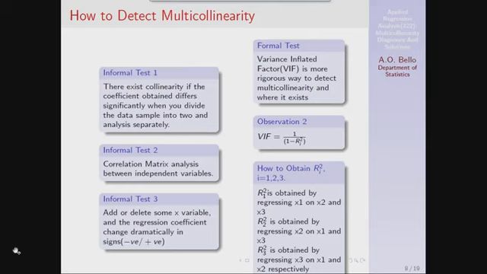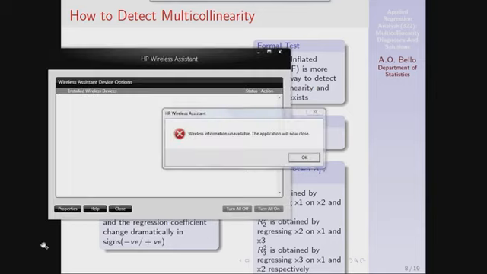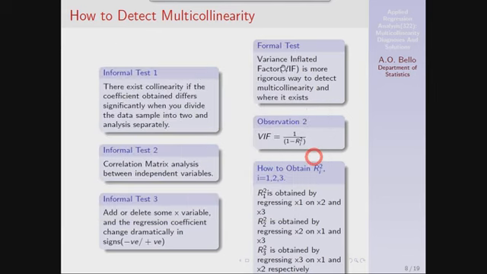We continue by talking about how to detect multicollinearity, and the first tests we're going to be discussing here are the informal tests. So let's look at the first way we can use to detect multicollinearity.